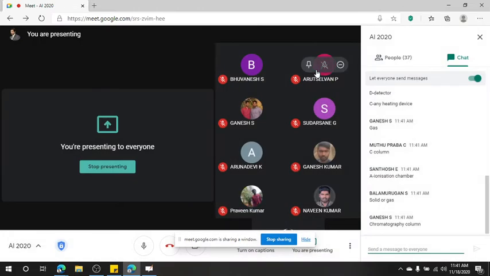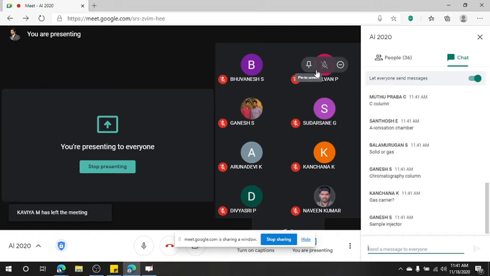Muthuprabha, C is a column, very good. Okay, so what is B? C column is correct. C is a heating device is also correct. D is a detector, so Muthuprabha is correct. Also Santosh is correct. Okay, what do you mean by gas carrier?